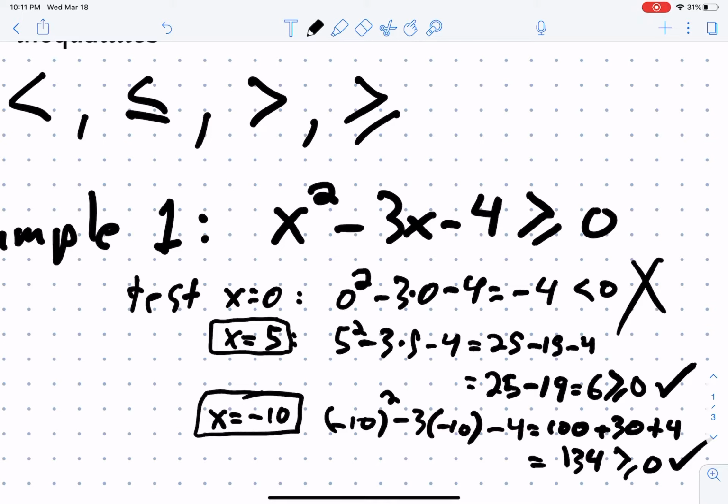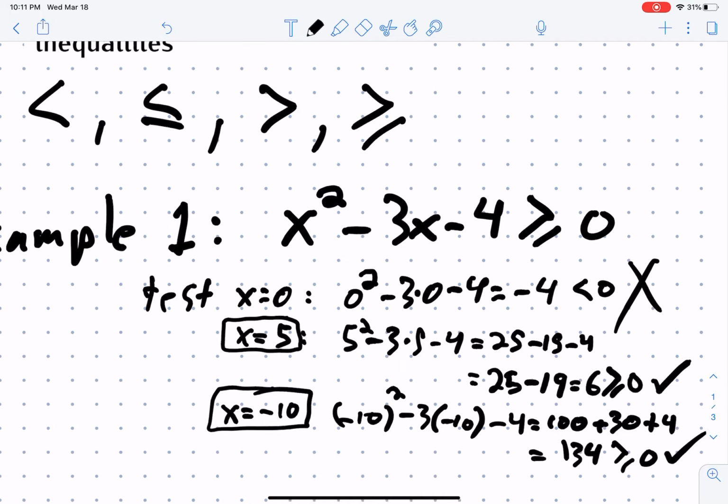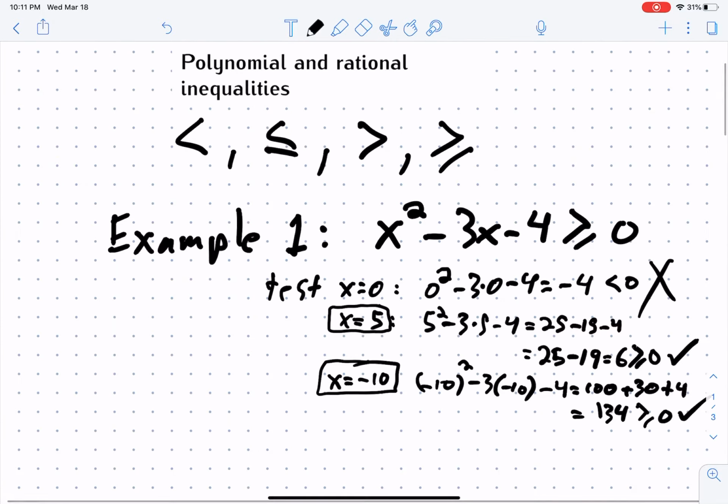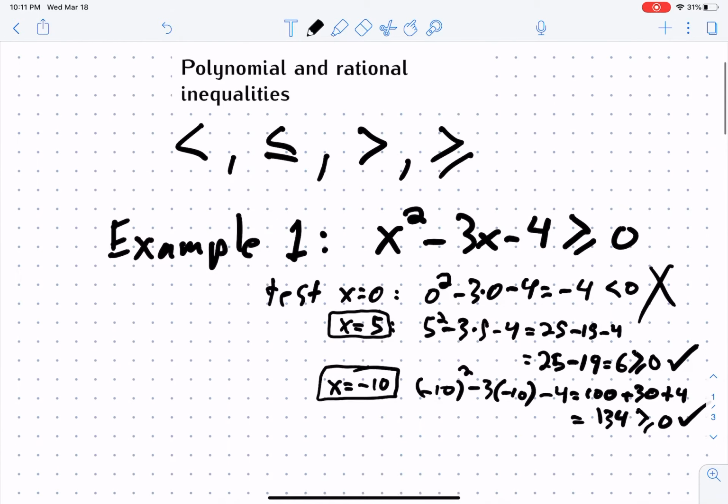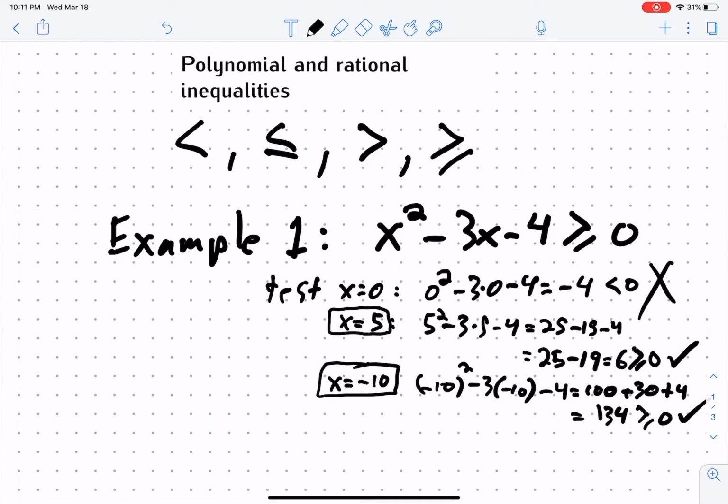So far, we've tested 3 numbers. x equals 0 didn't work. It's not part of our solution. x equal 5 did work, and x equal negative 10 did work. Of course, there's a lot more numbers than that, so we would like some way of reaching an answer without testing every single number. And one way we can do this, you'll notice that the left-hand side of this inequality, let's just box this thing so that we can come back to it easily.